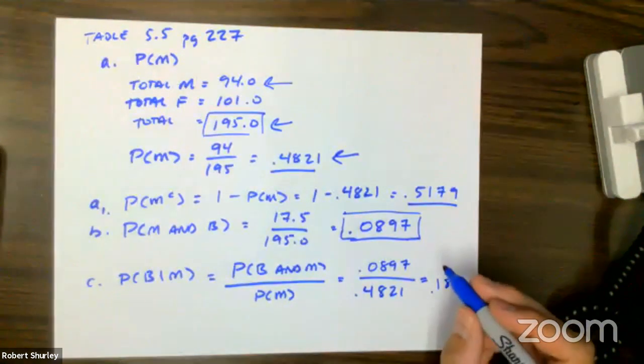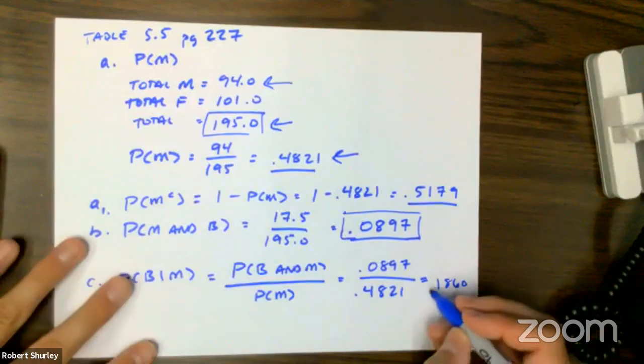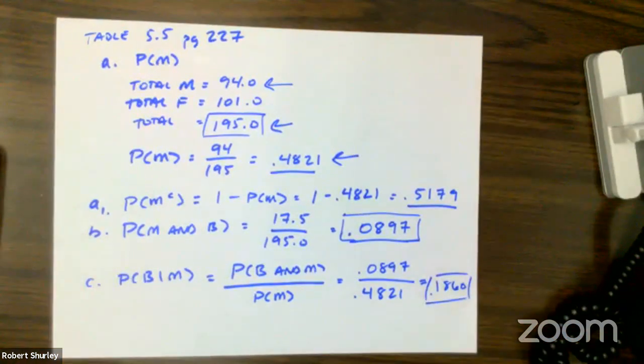How did they get 0.1862? That must have been because of rounding. Don't worry about that. So 0.1860, because we did the same exact thing they did with 17.5. It's just rounding. So that's a good example where we didn't use the chart per se. We just used probabilities to fill in the equation.